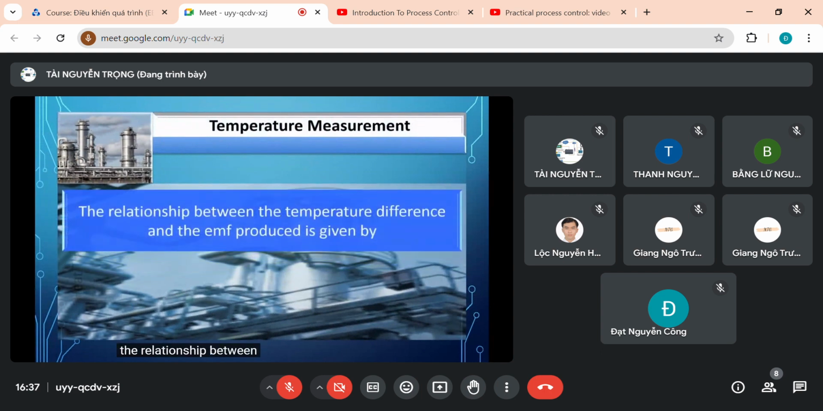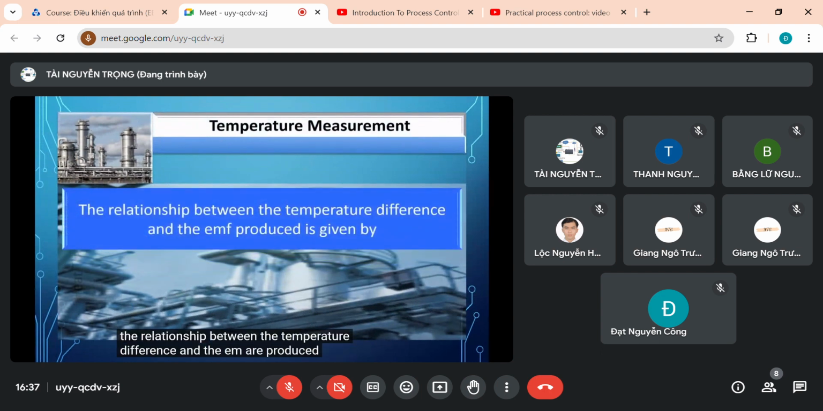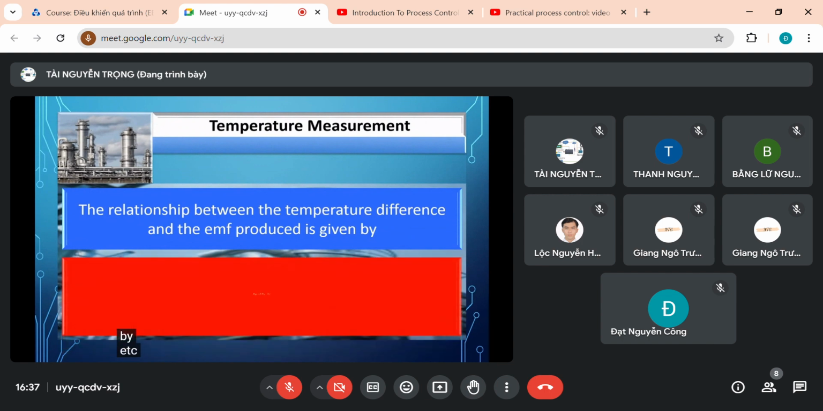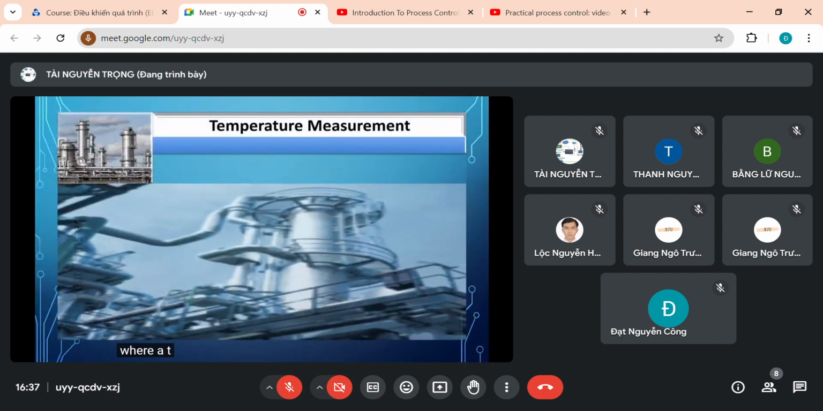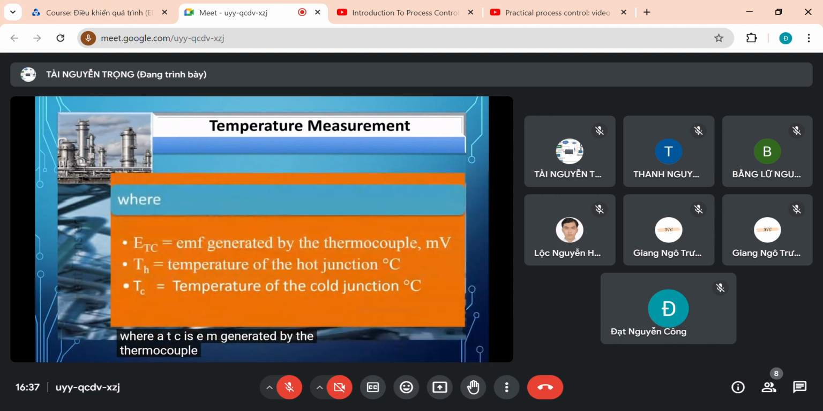The relationship between the temperature difference and the EMF produced is given by ETC is a function of TH minus TC, where ETC is the EMF generated by the thermocouple in millivolts, TH is the temperature of the hot junction in degrees centigrade, and TC is the temperature of the cold junction in degrees centigrade.